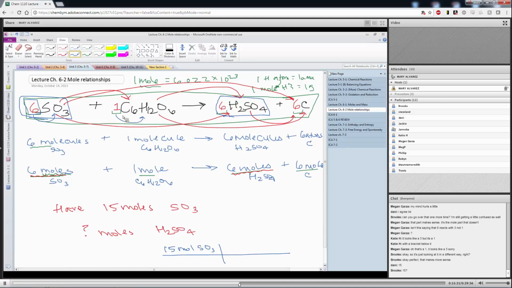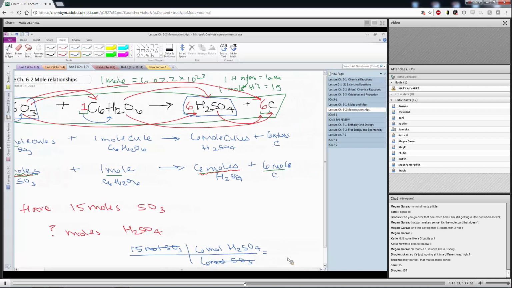6 moles of SO3, I'm going to put that on the bottom because that's what I want to cancel out. That's going to make 6 moles of H2SO4. So my moles of SO3 will cancel out. And if I multiply that through, I should get the answer of 15 moles H2SO4. Okay. Do you guys see what I just did there?